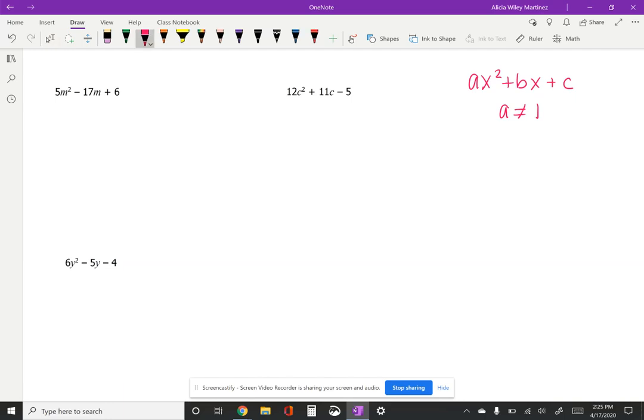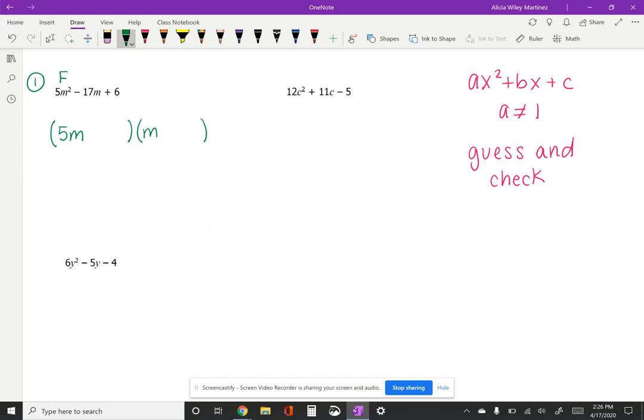So in this video, I'm going to use guess and check. I also have another video that does these same 3 examples using grouping. So looking at example number 1, I know that something in this form will factor into 2 binomials. Using the guess and check method, I'm going to separate 5m squared to represent the first terms of the binomials. The only way to represent that would be 5m times m because 5 is a prime number.